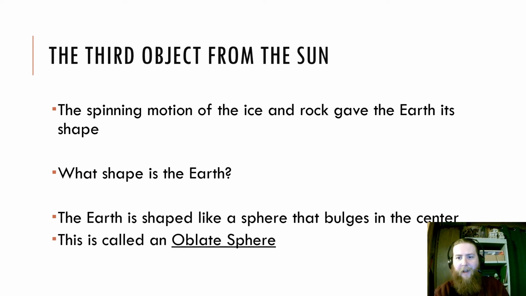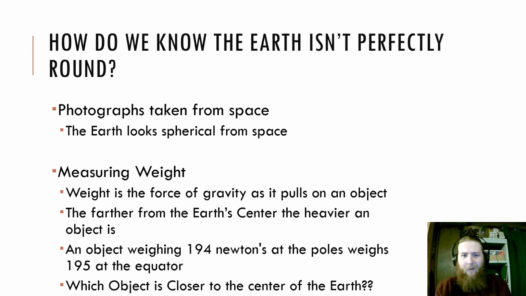So when someone asks you what the shape of the Earth is, you say it's an oblate sphere, because you're that much smarter now. So how do we know that the Earth isn't perfectly round? Well, we can look at the photographs taken from space, but unless you've got a really well-trained eye or you're using some kind of computer software, the Earth still looks pretty spherical from space.